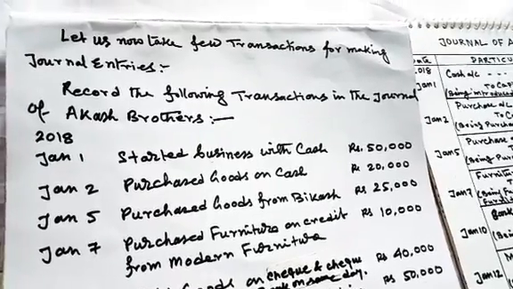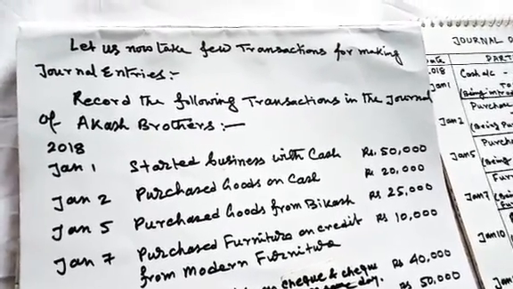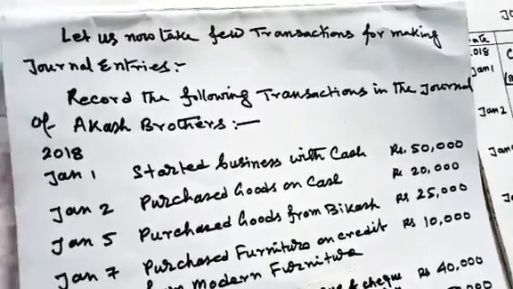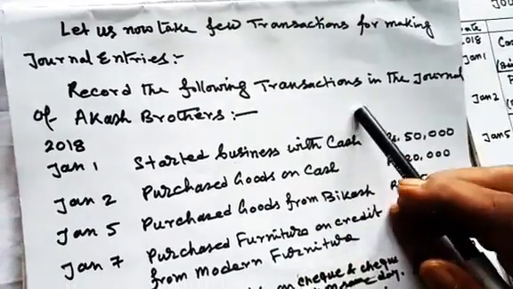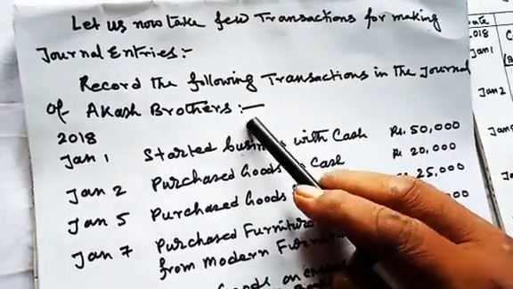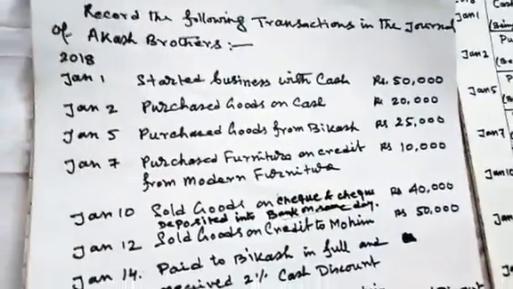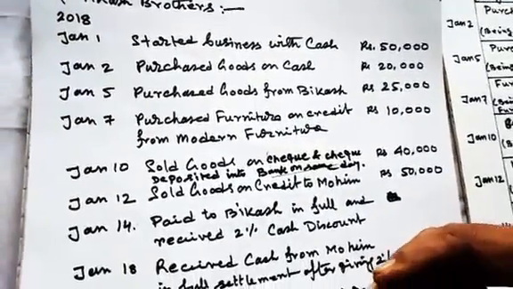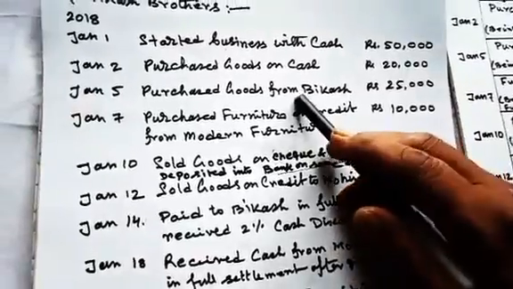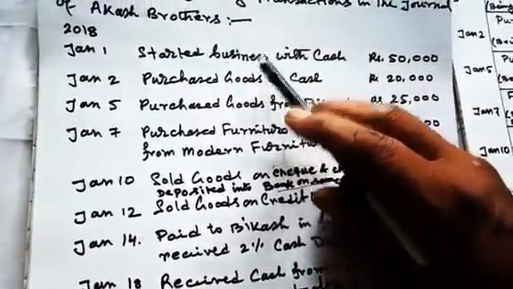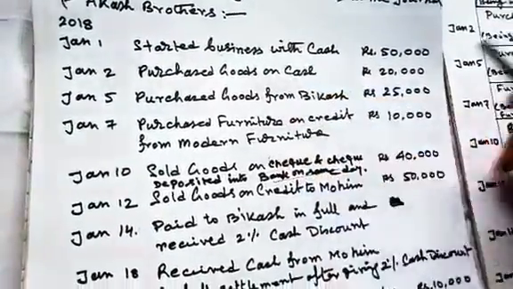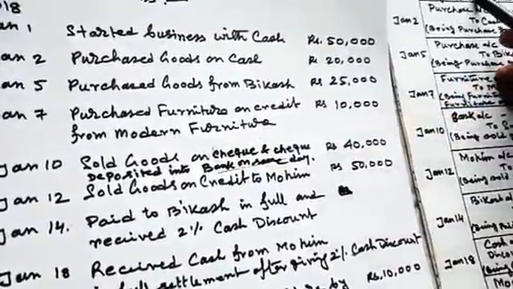Let us now take few transactions for making journal entry. Record the following transaction in the journal of Akash Brothers. These are the transactions of 2018 in the month of January. I will go each transaction and I will tell you the individual journal against that transaction.